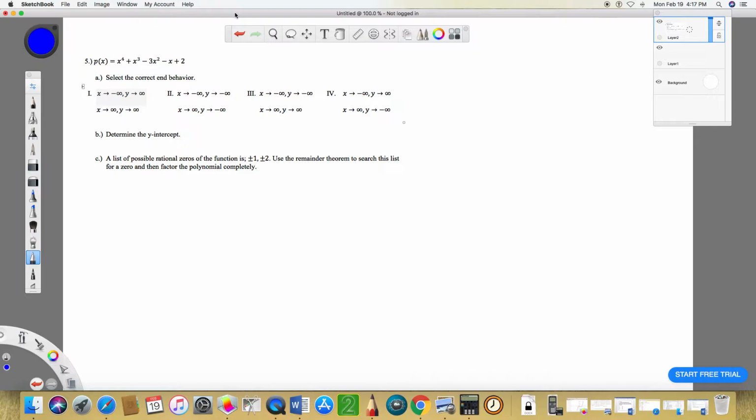Let's take a look at problem number 5. We have a polynomial function of degree 4. That's the largest exponent that I see, and it's in standard form: 4, 3, 2, 1, and the constant term. The leading coefficient, the number in front of x to the fourth, is a 1, and that's a positive number. And the 4 is even.